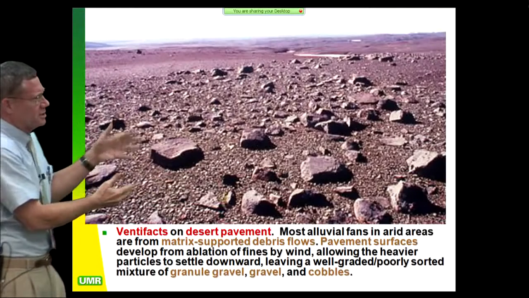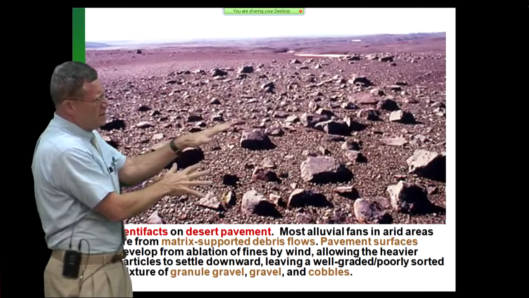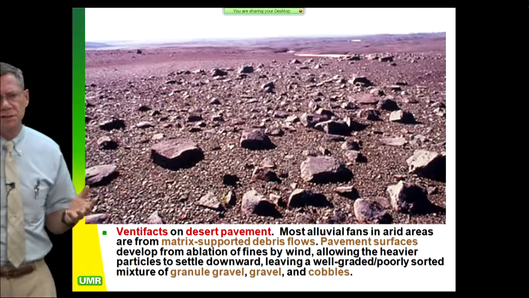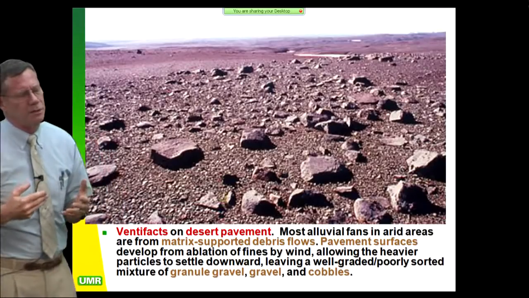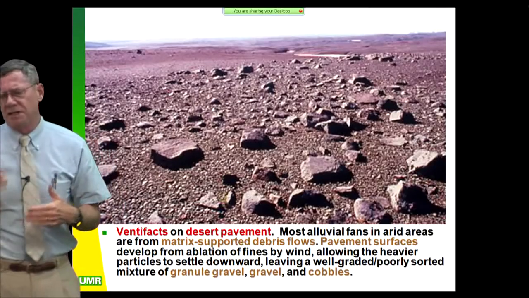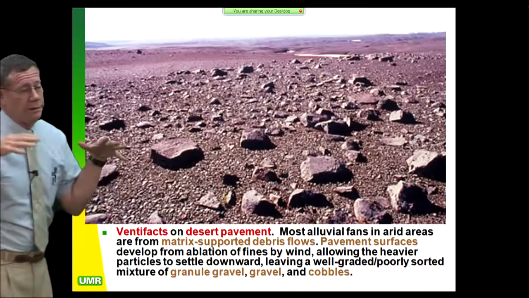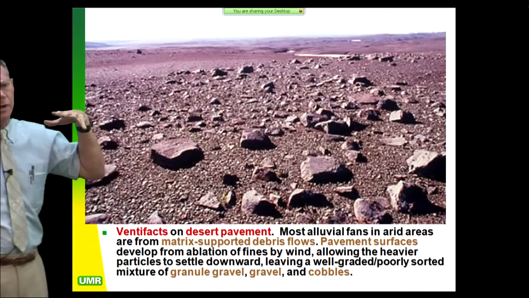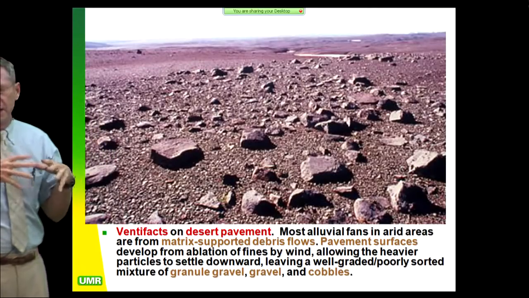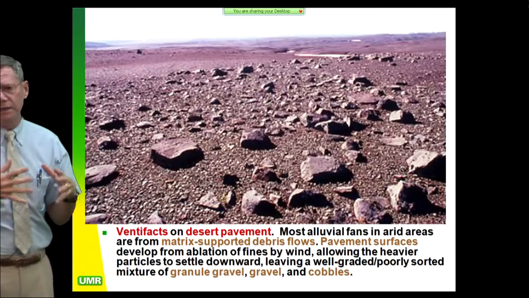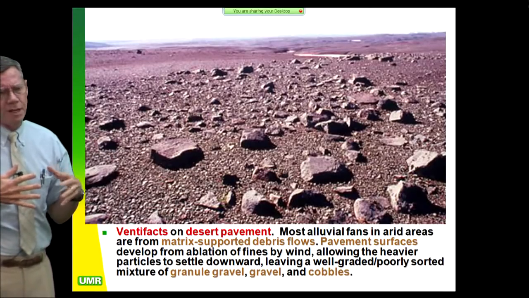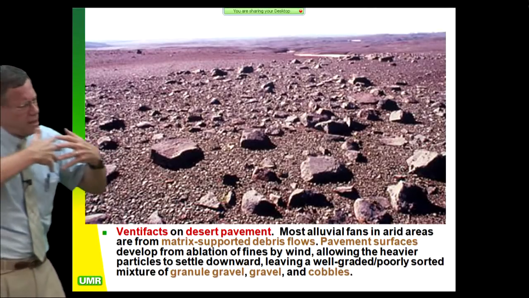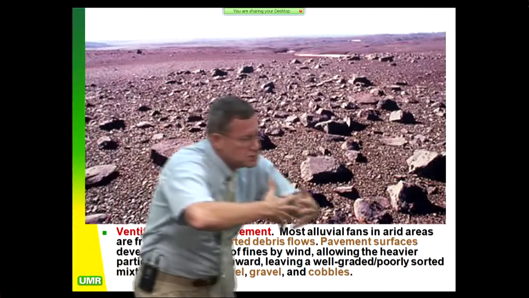So all this fine stuff gets blown away. We call this an ablation surface. And most of the desert floor that you see on these alluvial fans are debris flows. Debris flows are the dominant depositional process that we have in semi-arid and arid areas. So every once in a while, you get enough intensity and duration of rainfall that you mobilize material in a matrix that's very highly turbid, high density, can be 90 PCF instead of 62, which is what clear water is. And this stuff comes down like a wet concrete and just flows onto the fan.